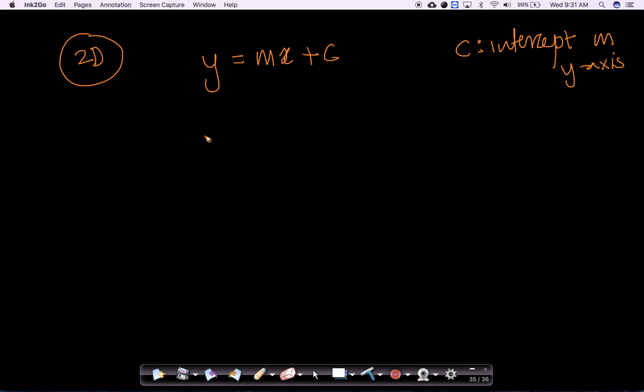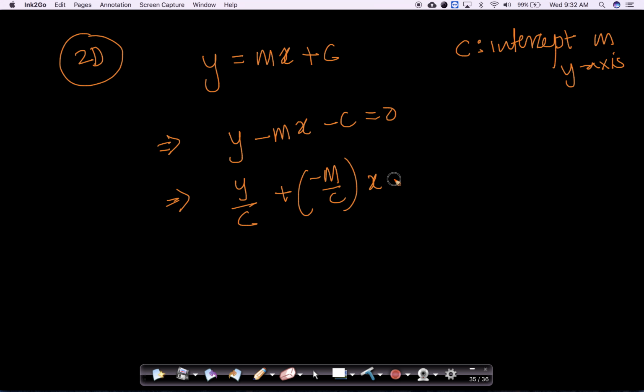So let's rewrite this formula. I can write this as y minus mx minus c equals 0. I just brought these two terms to the LHS. Now I can write this as y by c plus minus m by c x minus 1 equals 0. Right? Now when you have this, what is your x-intercept here? Your x-intercept will be minus c by m.